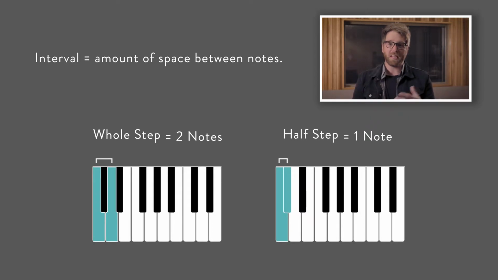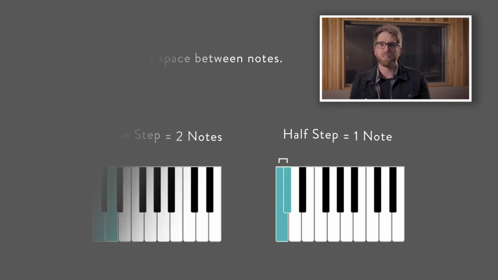The major scale and every scale is just made up of a series of these intervals. So let's look at the way the major scale is structured and some examples of its use. Here's the interval pattern for the major scale formula. Whole, whole, half, whole, whole, whole, half.